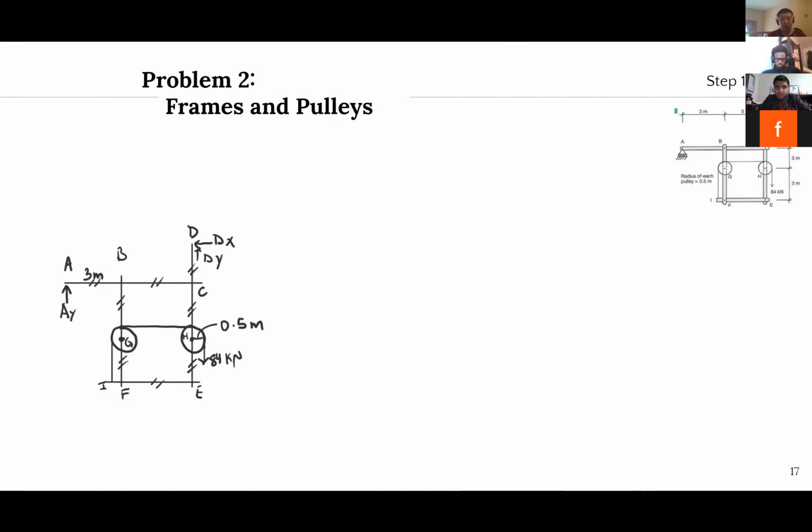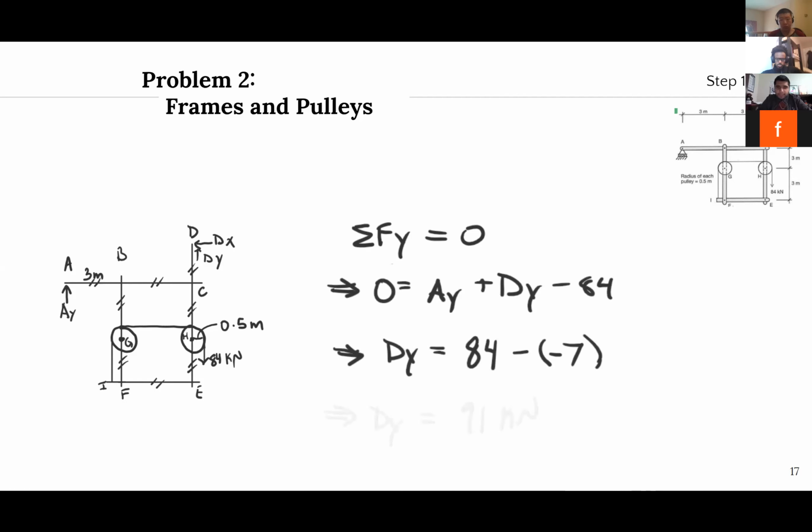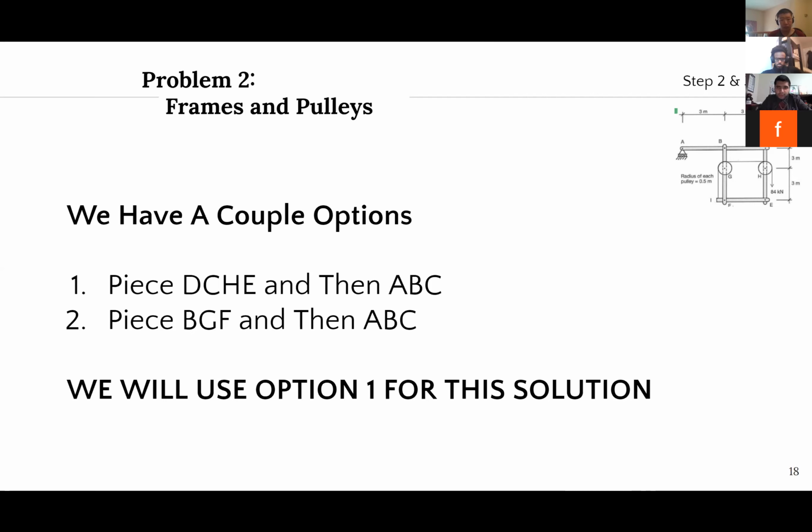Next, we just want to find Dy. So we could do sigma Fy equals 0, and from that, solve for Dy. And we get 91 kilonewtons. So with that, we found all the forces we can find through global equilibrium, which means now we need to take apart the frame and solve for the internal forces at each of the pins.